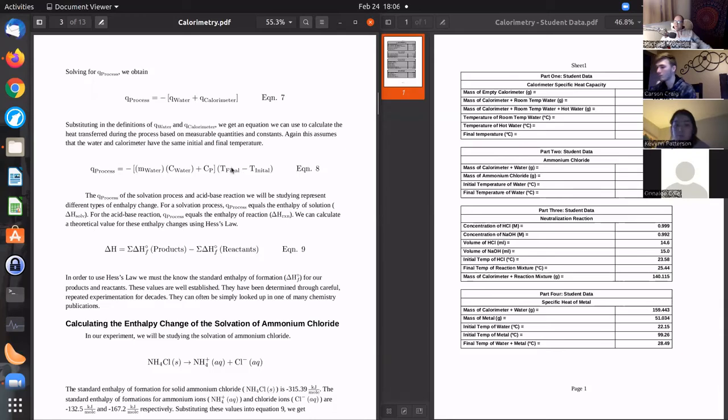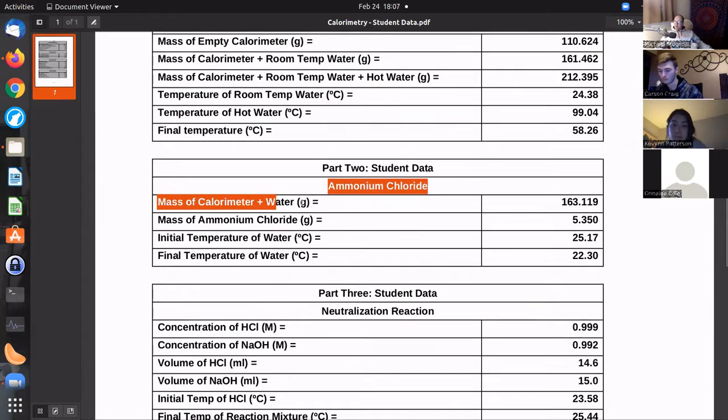So we get to this guy right here. Let's look at part 2 here. So we have a mass of the calorimeter plus water. We need to know the mass of the water in this case, right? So how are we going to get that? We're going to subtract the mass of the empty calorimeter. We're going to go back to this value from part 1 in the next couple parts. All right. So then we'll have the mass of the water. Let me make this bigger for you guys. We have the mass of the ammonium chloride that we added. We have the initial temperature of the water, and we have the final temperature of the water.